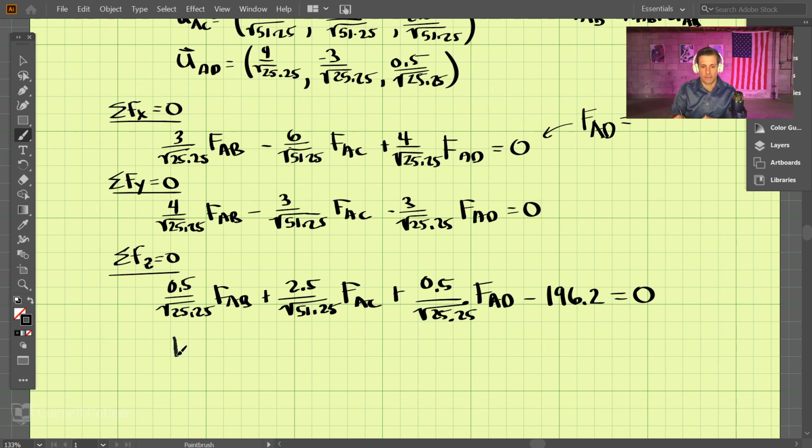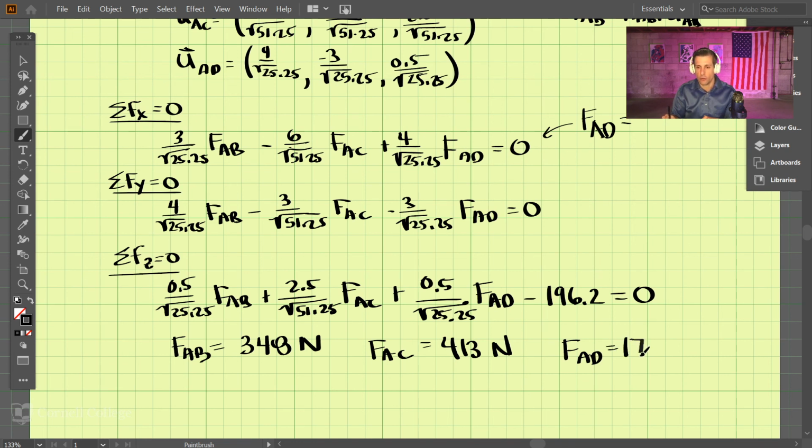So FAB comes out to be 348 newtons. FAC is 413 newtons. And lastly, FAD is the smallest at 174 newtons. So that is the solution to 359.